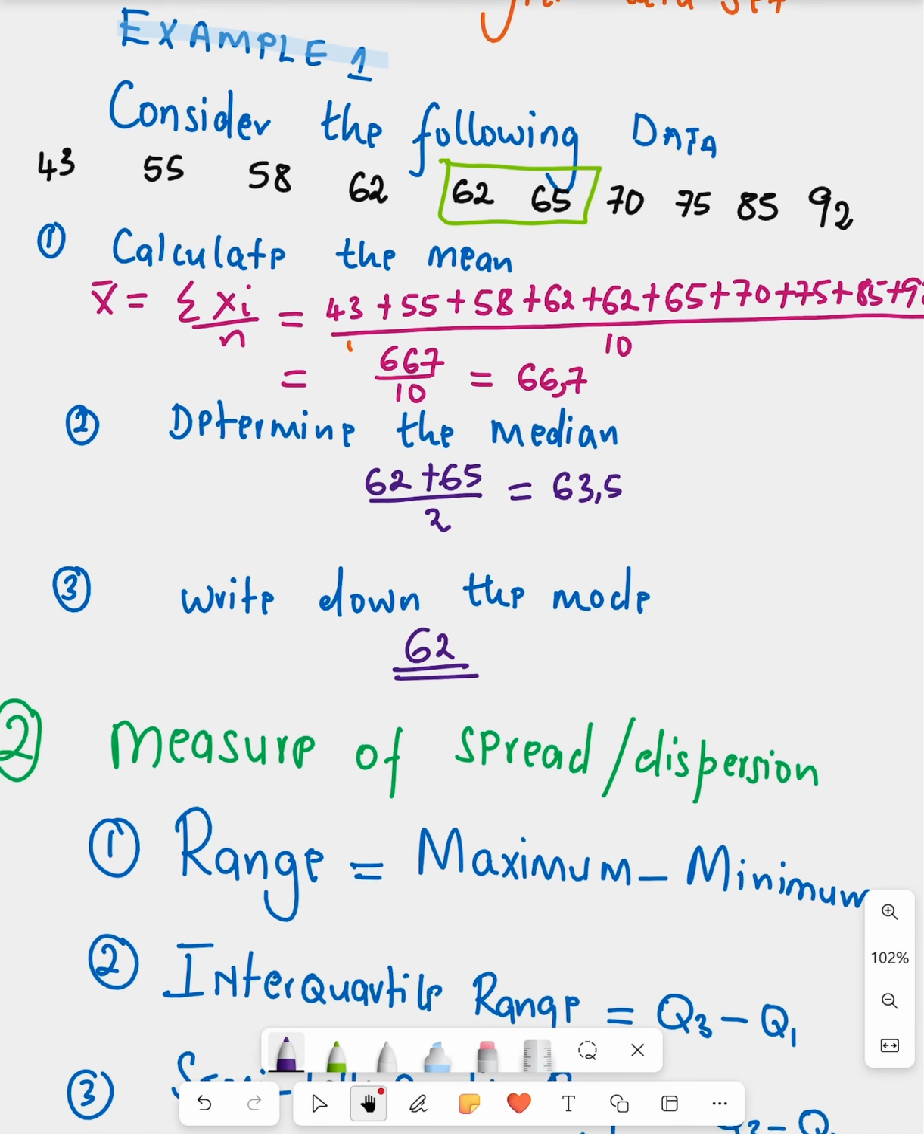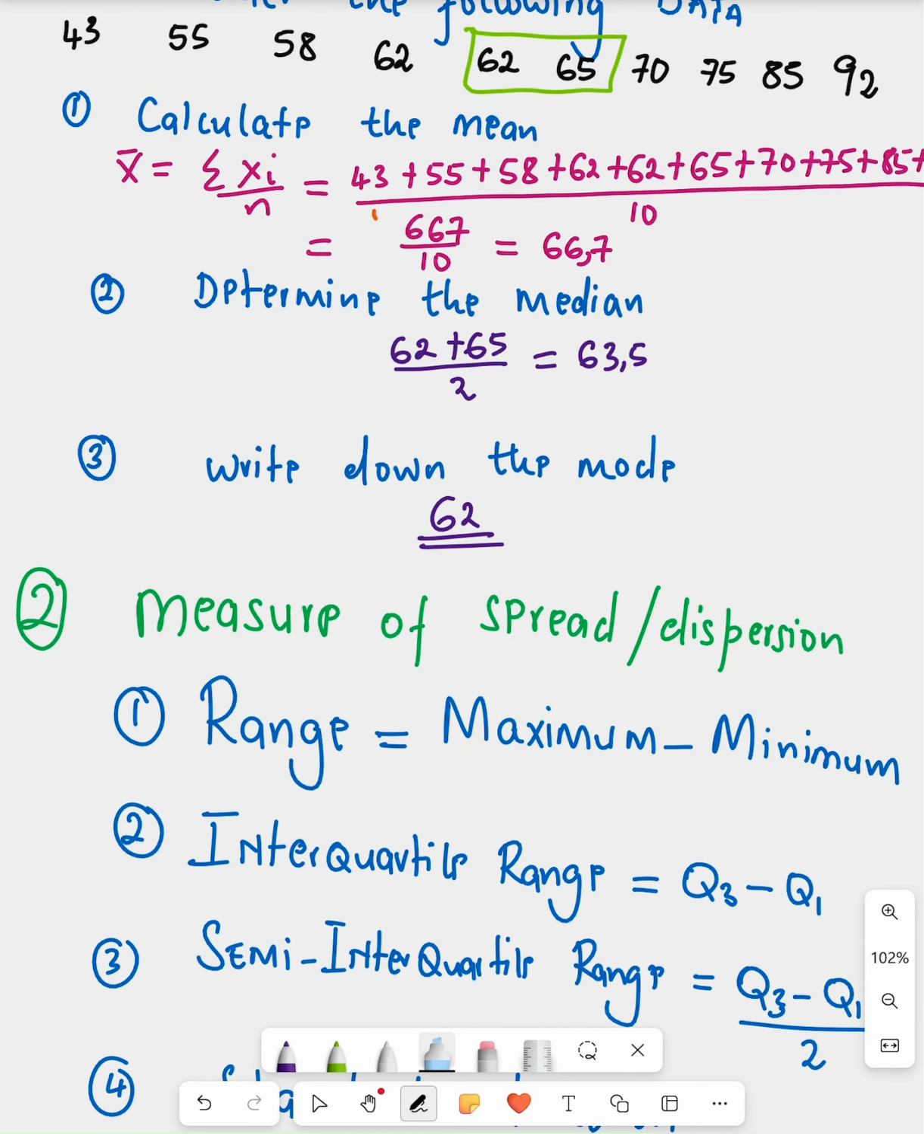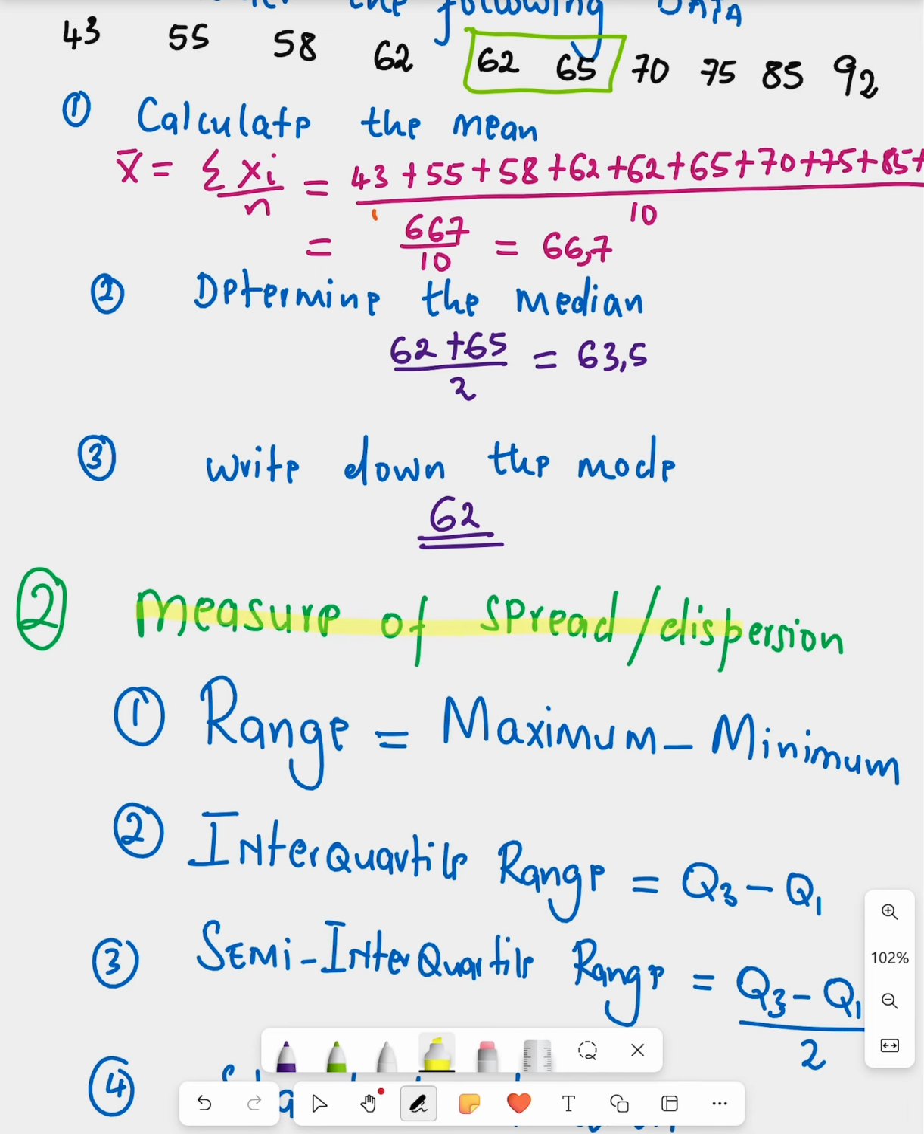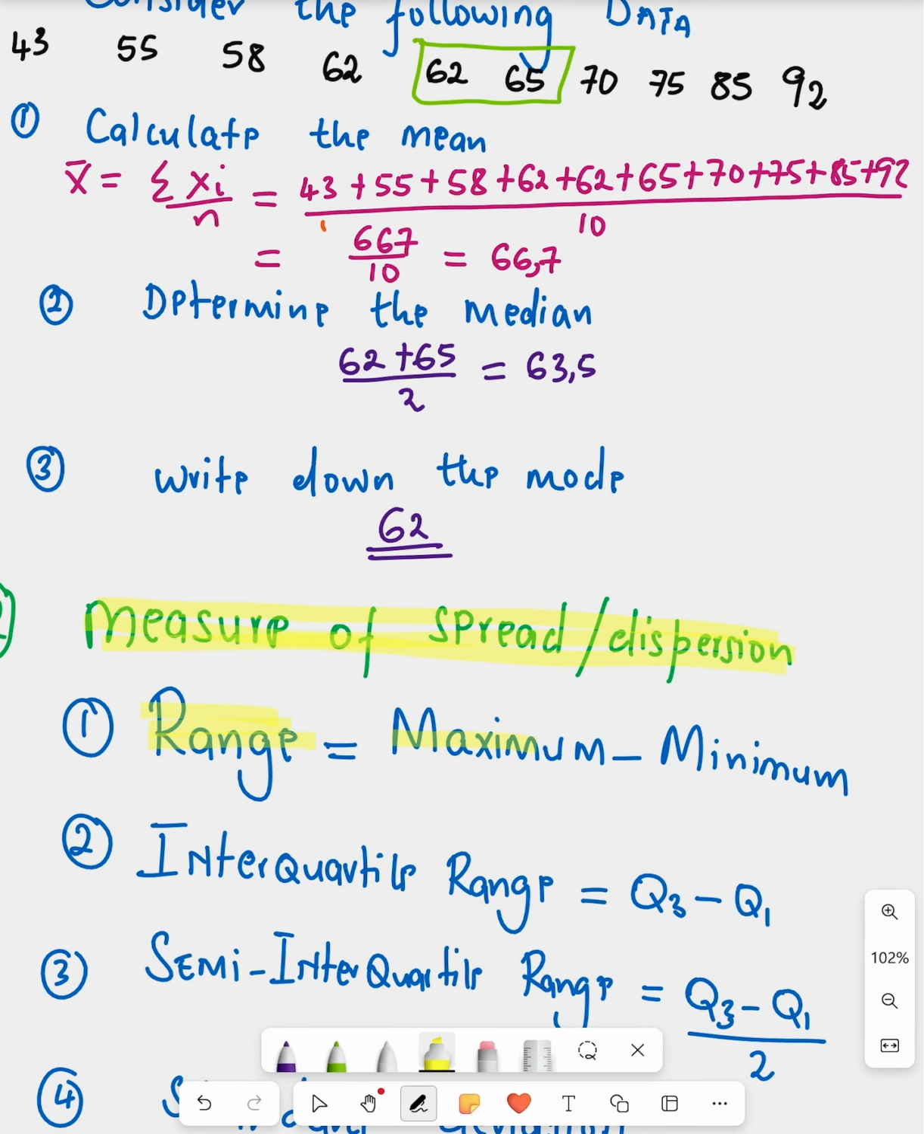And then number 2, let's look at the measure of spread. There is also the measure of spread that you need to remember. Under the measure of spread, number 1, we have the range. The range is given by the maximum or the highest value minus the minimum, which is the lowest value in your data set. Number 2, we have interquartile range.